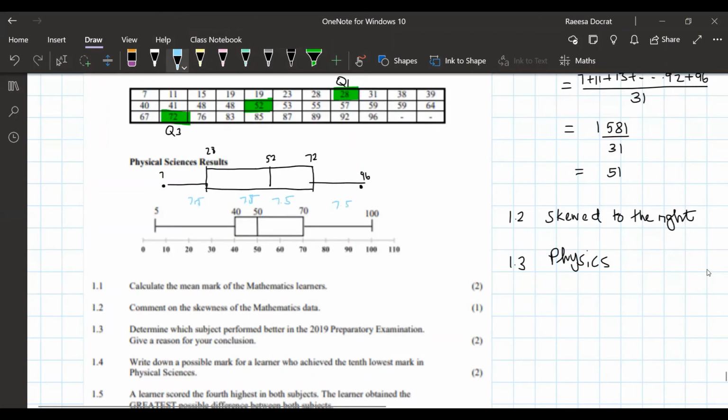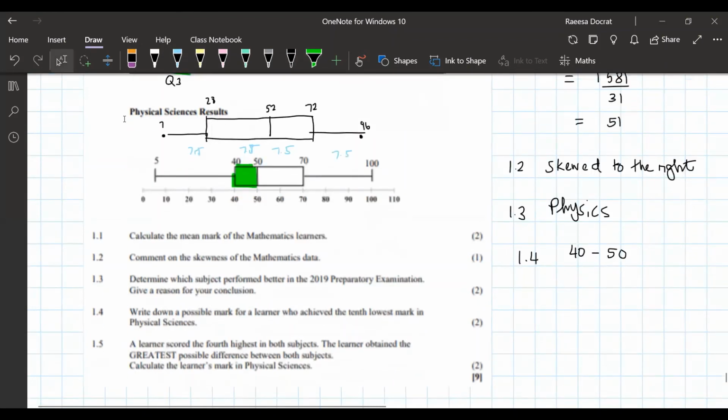So 7.5 students or so got below 40, and between 8 and 15 students got between 40 and 50. So the 10th person is in this piece over here. So you can write any mark between 40 to 50, because that would correspond to the 10th lowest mark.